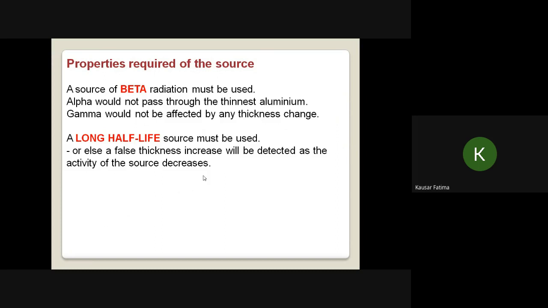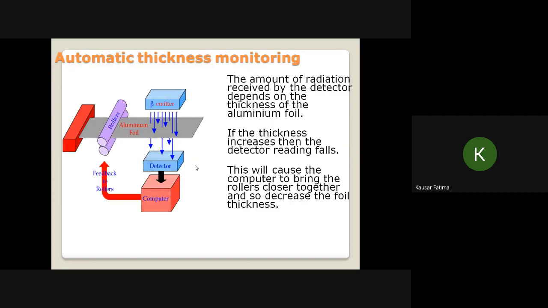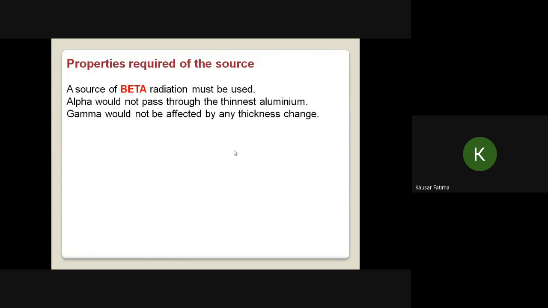If there is a short half life, then this source will decay quickly, and the amount of radiations emitted out of the source will decrease. So we will get a wrong reading, whether this decrease in the detector's reading is due to a decrease in the source's activity, or due to the increase in the thickness. So we cannot monitor this. That is why the source should have a longer half life, so that the activity will remain the same for a longer time.